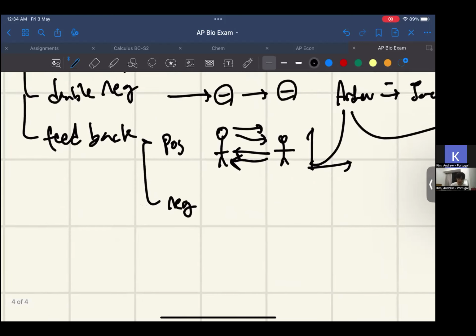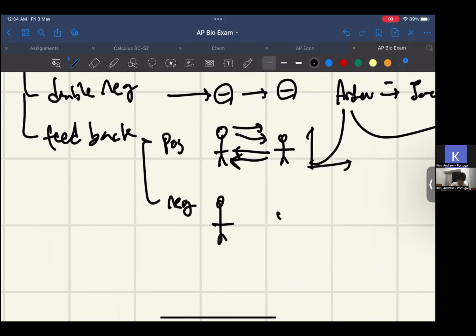Now, negative feedback loop is when me and my mom fight. Now, I yell at my mom. I would never do that, sorry. My mom yells at me and I get sad. I get depressed. So I become quiet. The fight ends. You see a difference here?